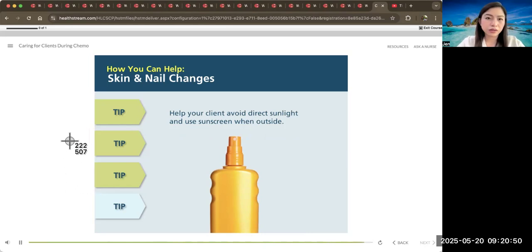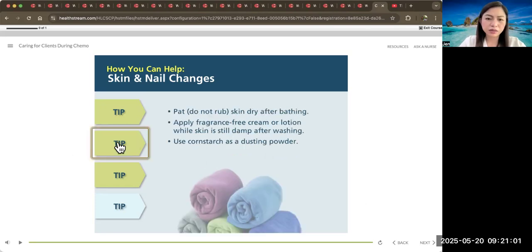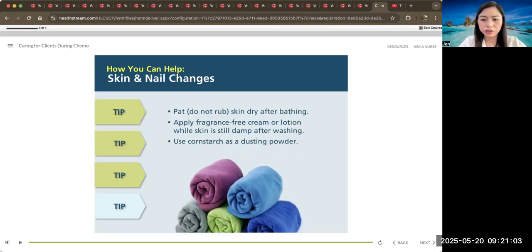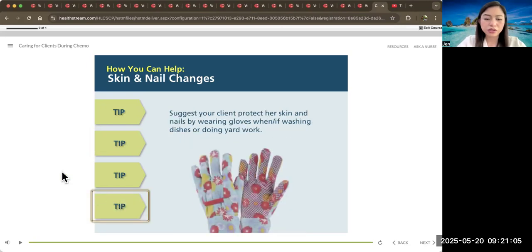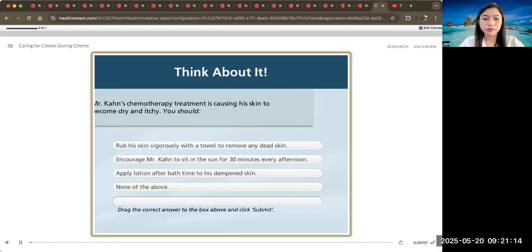Help your client avoid direct sunlight and use sunscreen when outside. Wait, sorry, I think I forgot the sunscreen. Okay, suggest your client protect her skin and nails by wearing gloves when washing dishes or doing housework or yard work.